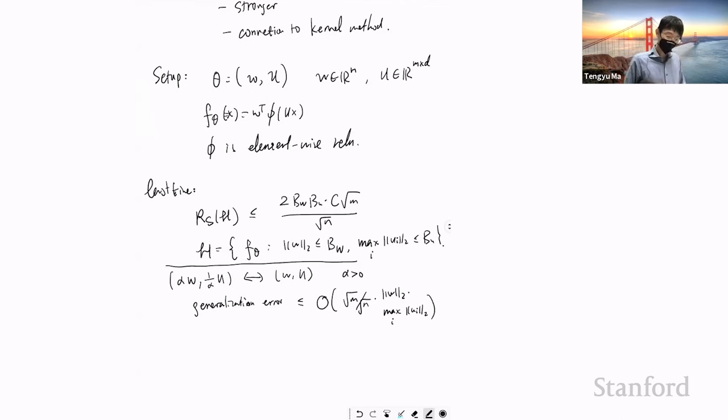So today we're going to have a stronger bound that doesn't have the square root m here, but we'll have some slightly different terms in terms of how you measure the complexity of W and the complexity of U.